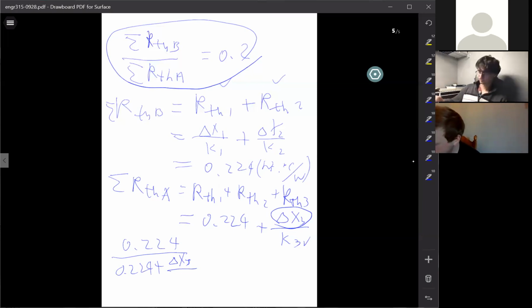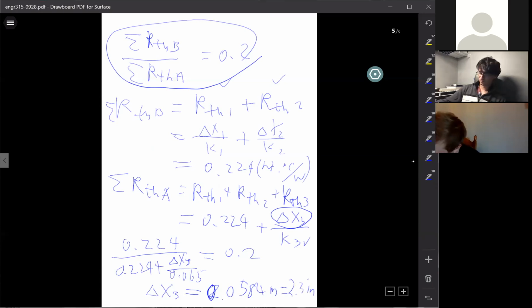0.065, right? So that equals 0.2. So delta X3, the thickness of the insulation, will be 0.0584 meter. It's approximately 2.3 inch. Okay, it's about 6 centimeters, so a little bit more than 2 inch, 2.3 inch. Okay, so this is the example.